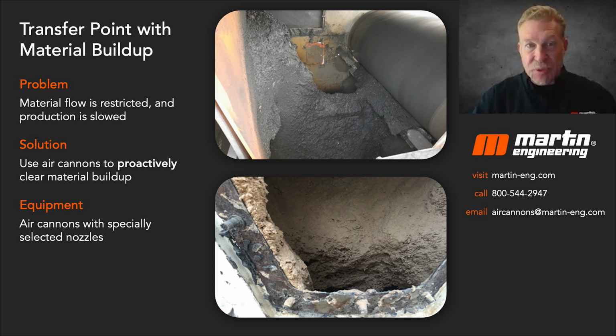But as you can see in this particular application, this is what the plant was dealing with, material building up inside their head chute. We were able to not only put in air cannons, but we can also use certain types of nozzles where we can shape that air and sweep slopes versus a blowpipe. So we have different types of nozzles that we can utilize to attack those types of accumulations, and again, be proactive and not allow that material to build up, causing issues.